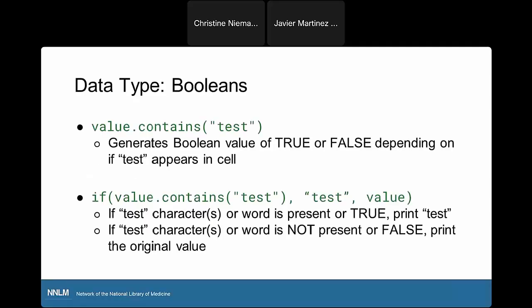But looking closer at Booleans, I mentioned the Boolean is a binary value. It can either be true or false. And it can be used directly in OpenRefine cells, but more often you'll see Booleans used as part of transformations. So for example, this first transformation, value.contains and then in parentheses test, will generate a Boolean value of true or false depending on if test appears in the cell. And test here is just standing in for whatever you're looking for in a certain string.